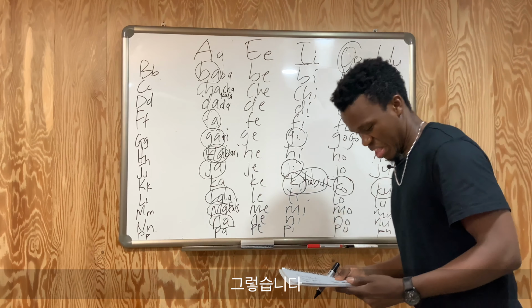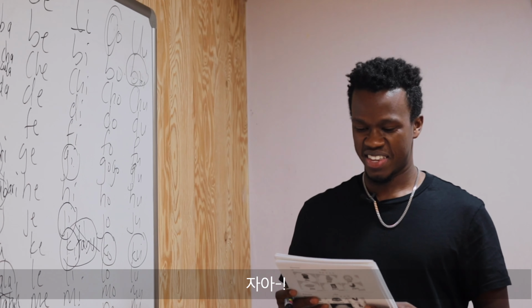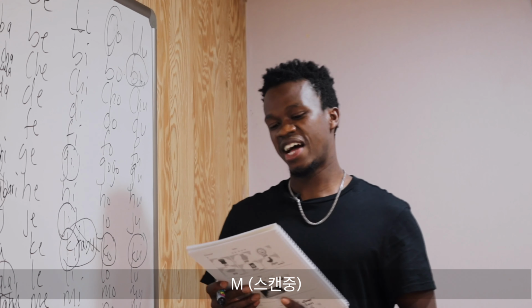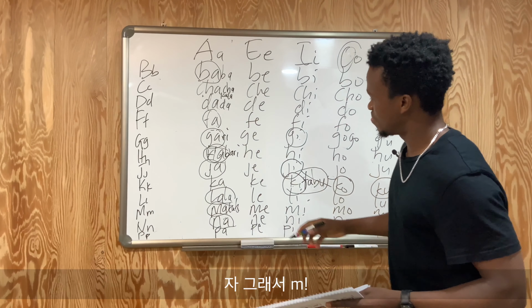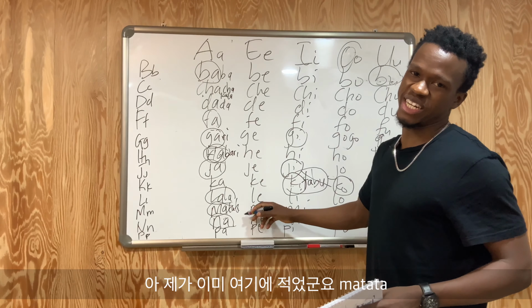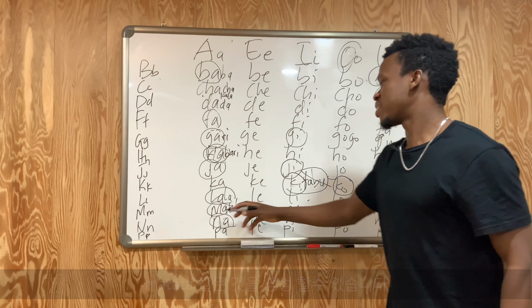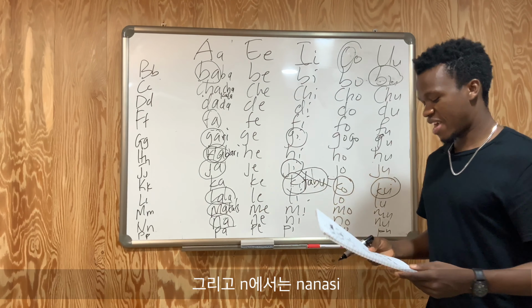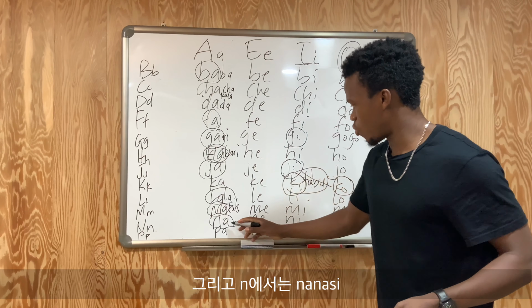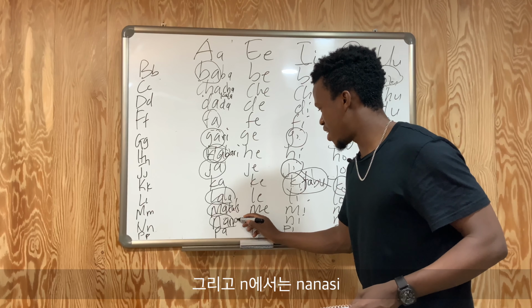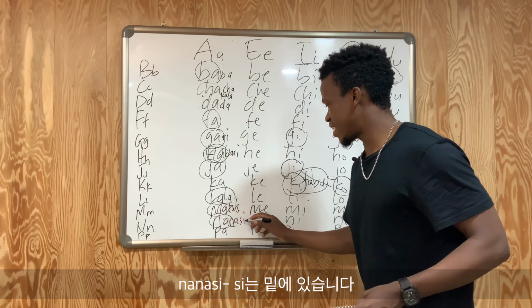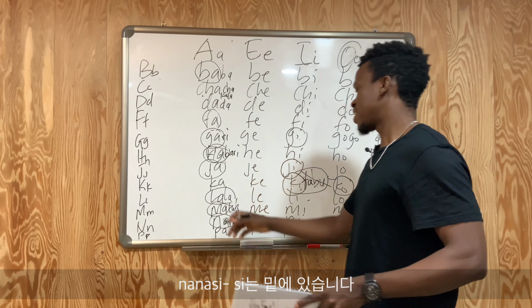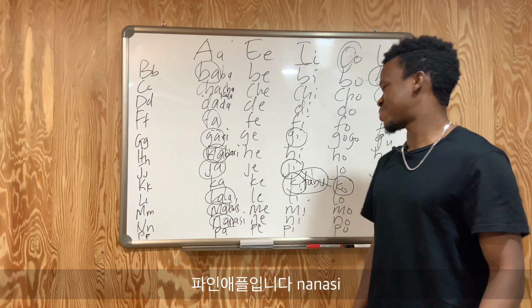All right. M. I already wrote here matata. Matata means problem. We have a word here like nasi, like nanasi. S-I, it's down there. Nanasi means pineapple.